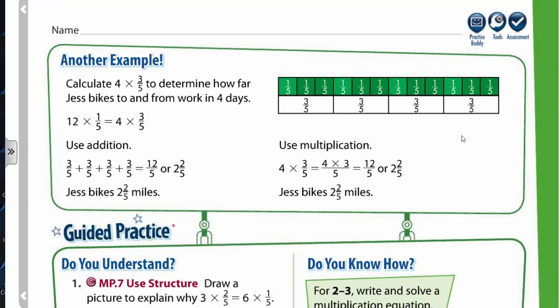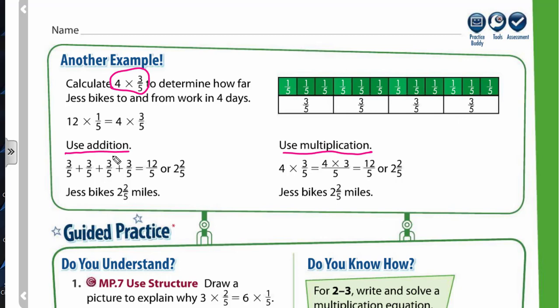Before we start solving, we need to summarize this one more time. I will explain, I don't need help now. Please, everyone, mute your mics. In this question, we need to find 4 multiplied by 3/5. We can do this in 2 ways: one is using addition, and the second is using multiplication. Okay, let's see how to do it.